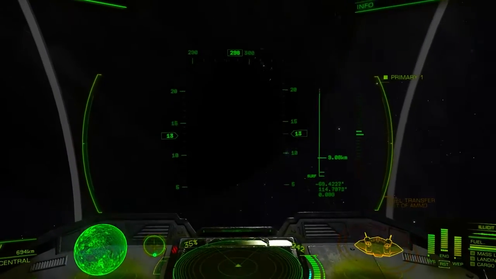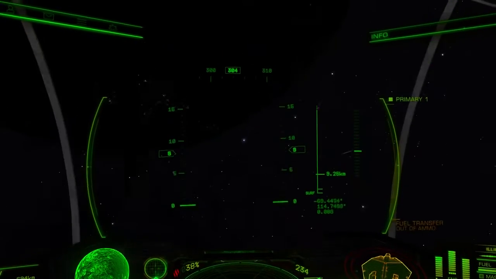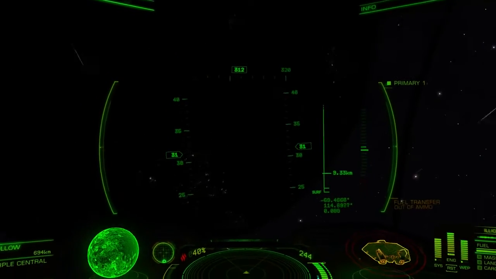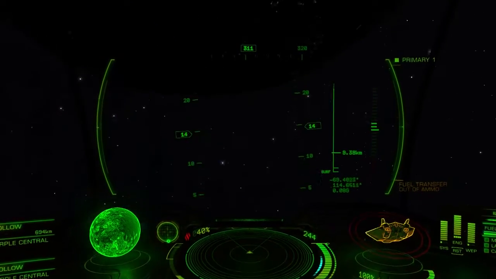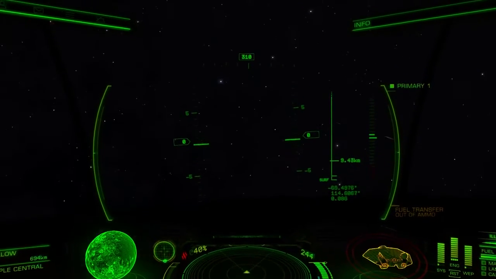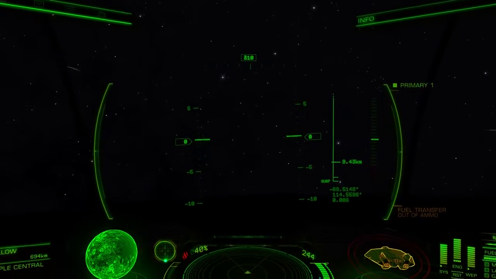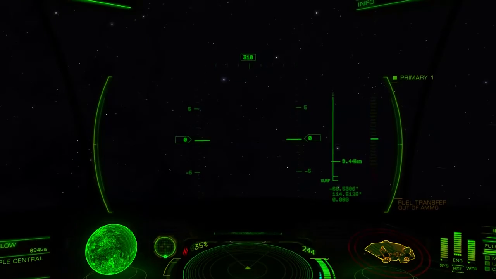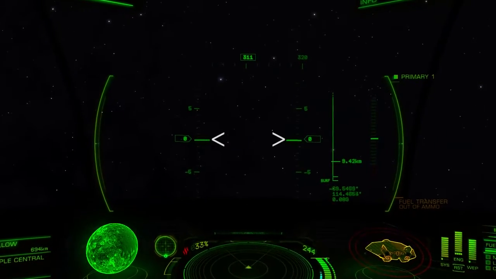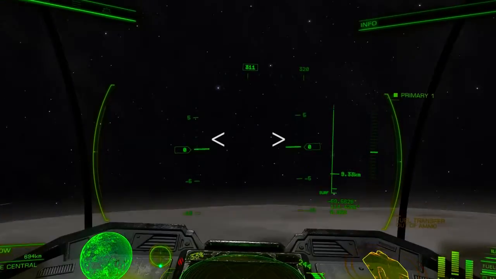I'm going to try and explain what all of them are to people that don't know. So let's start with the attitude indicator, which is the central thing here in the middle.